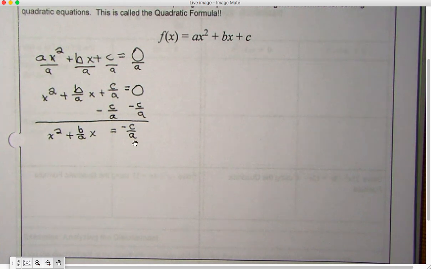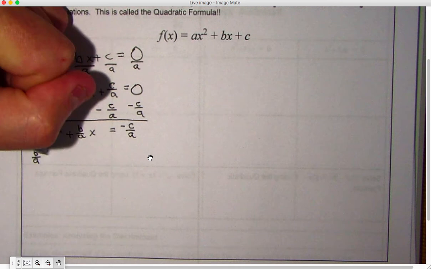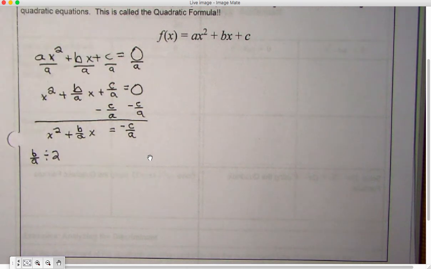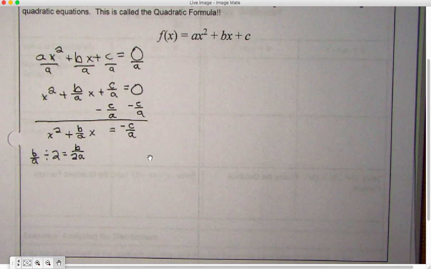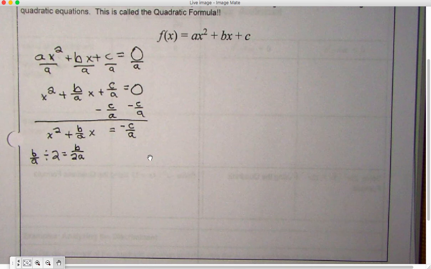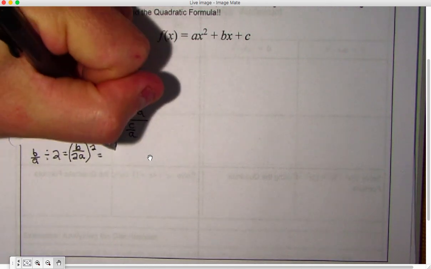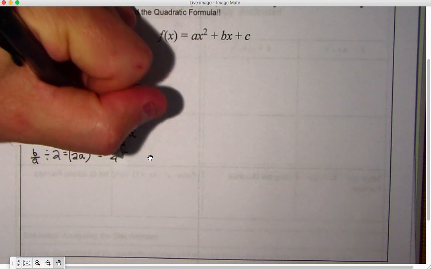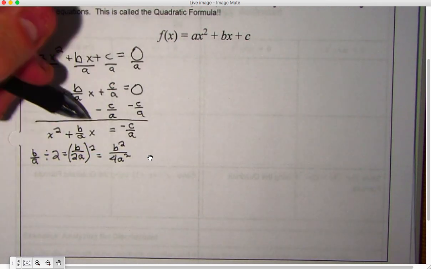Because remember what we do next in completing the square. We take half of this and then we square it. So when we do that, take our b over a and we divide it by 2. When we take half of that, what this becomes is b over 2a. Okay? Half of it. Think about 1/2. Okay? Then what we have to do is we have to square this. And we end up with b squared over 4a squared. Squaring the top, squaring the bottom. This is what we have to add to both sides.